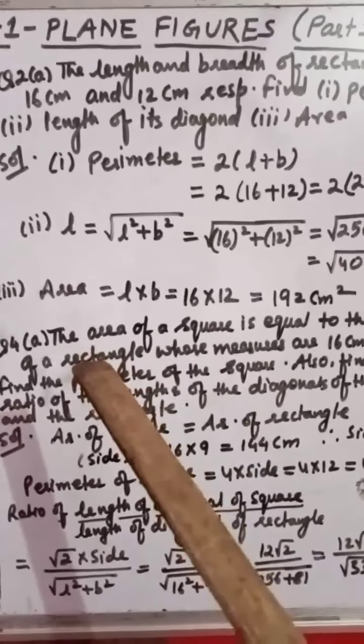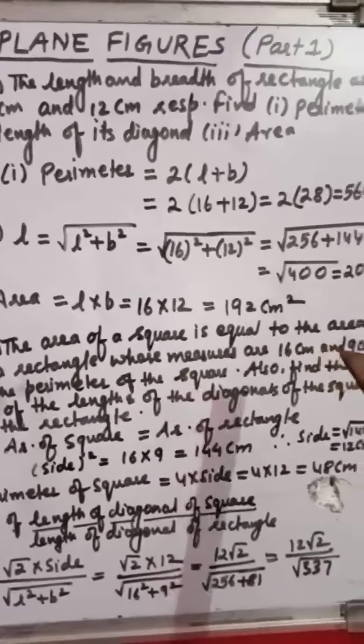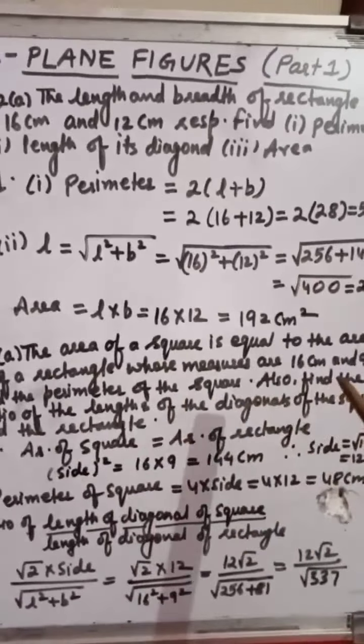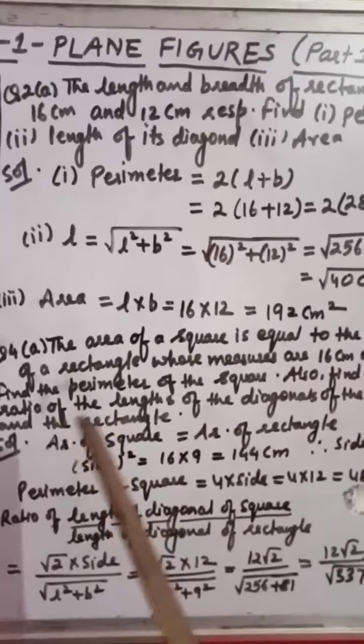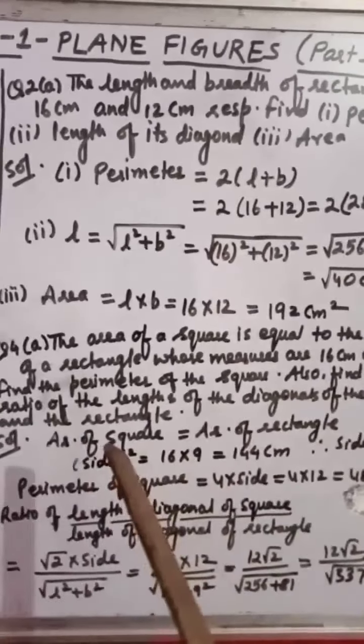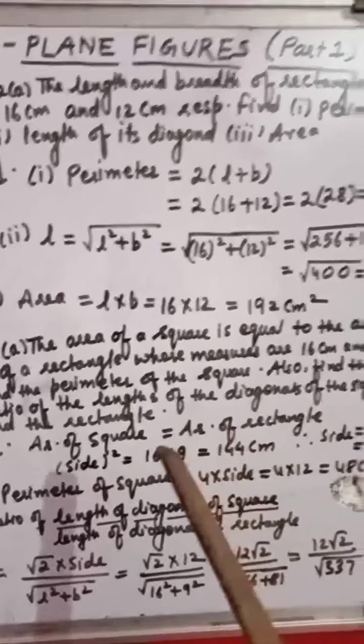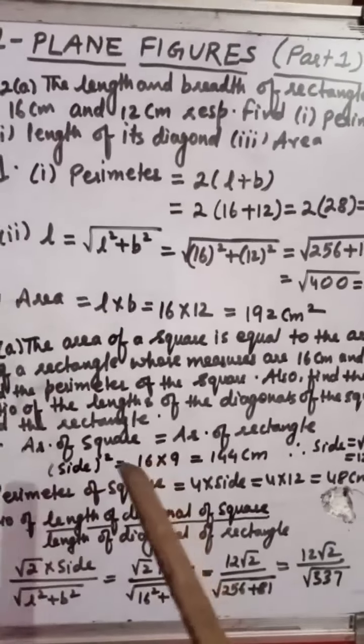Okay. Now question number 4a: the area of a square is equal to the area of the rectangle whose measures are 16 and 9 centimeter. Find the perimeter of the square. Also find the ratio of the length of the diagonal of the square and the rectangle.